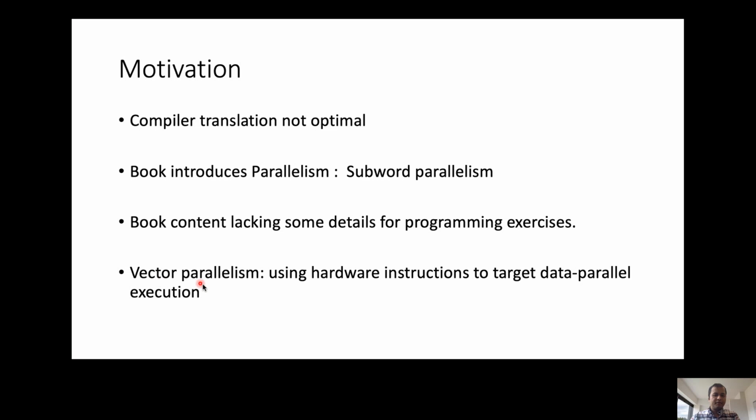So vector parallelism, we want to introduce vector parallelism. If you use SIMD instructions, you vectorize your code, so you're getting parallelism by virtue of that. So you're using assembly instructions and hardware features to target data parallel execution. Data parallel applications are prime examples where you can use these concepts that I'm going to talk about to make your code run faster.